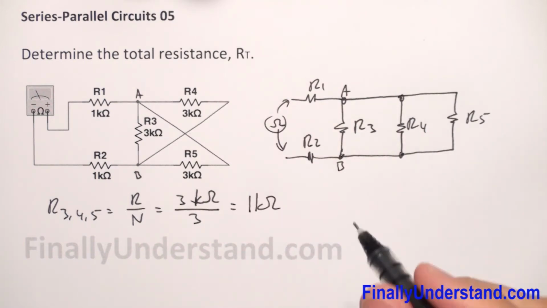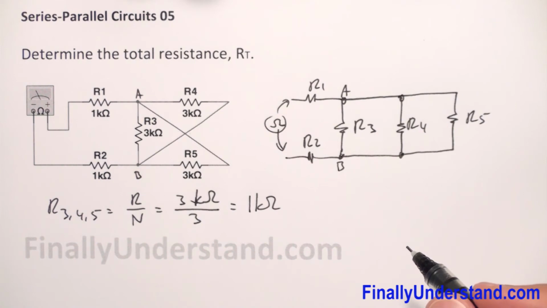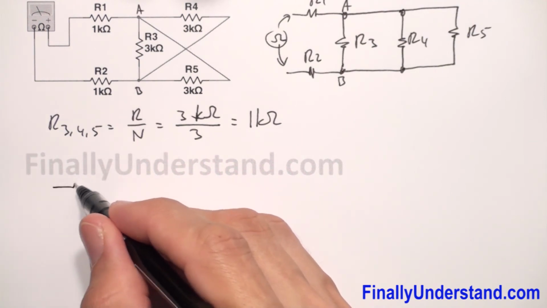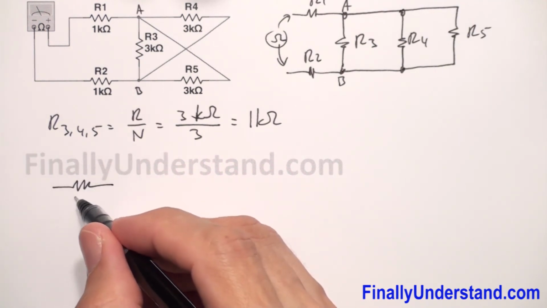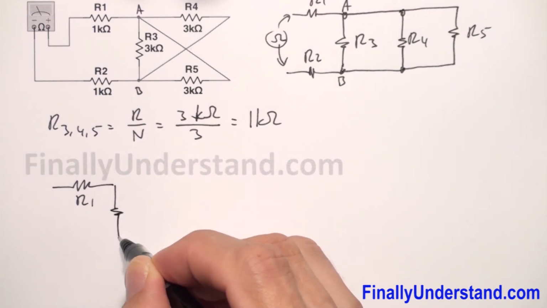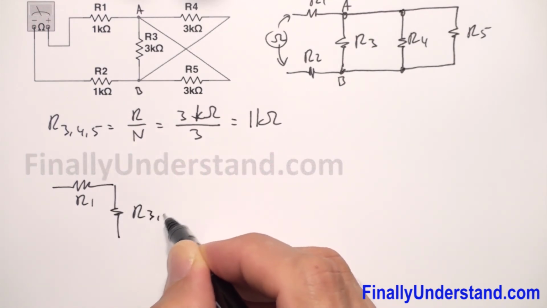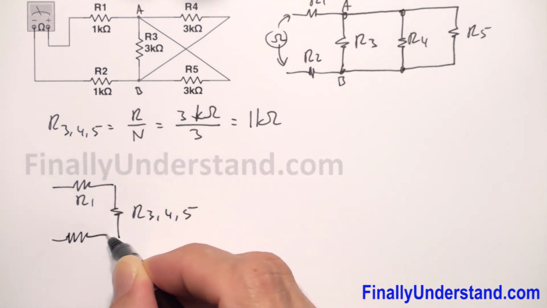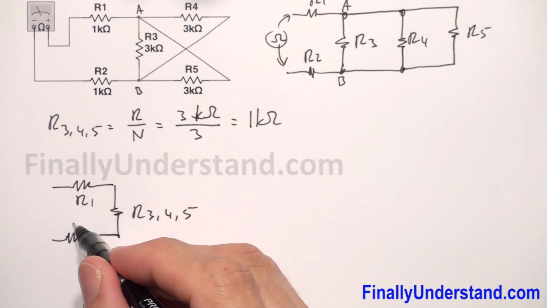Now I can redraw the circuit. Okay, and my circuit is going to look like this right now. This is my R1, this is my R3,4,5, and this is my R2.